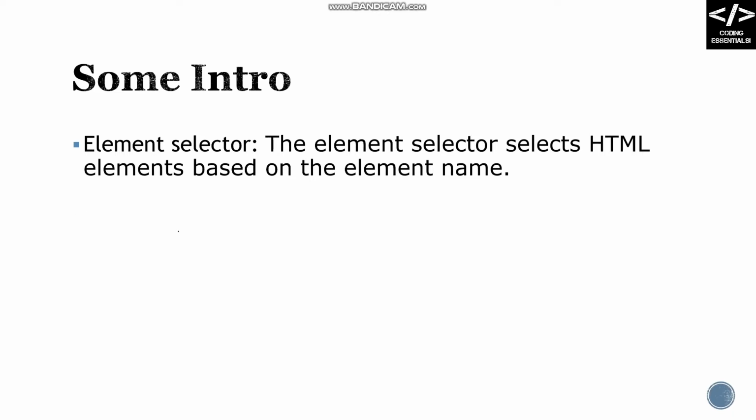For example, if there is a h1 tag of HTML and you want the color of that h1 tag to be a blue color, then you need to first select that element. So that is what element selector is. The element selector selects HTML element based on element name. So you will have a more clear idea in the further slide.